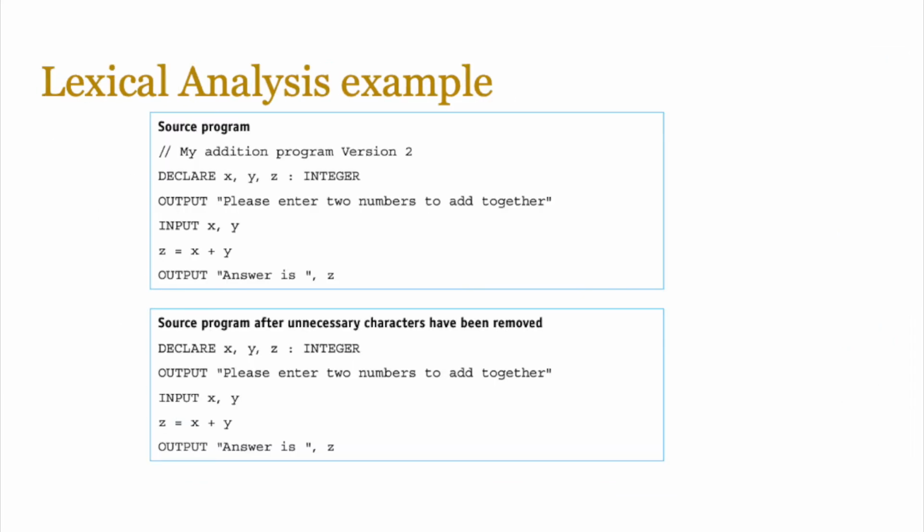Now on screen you see an example of lexical analysis. We've got a source program which is pretty straightforward to understand. Declare x, y, z, which are in integer form. Output the statement, get the 2 inputs, z is equal to x plus y, then you output the answer. Now at the lexical analysis stage, we're going to remove any unnecessary characters. For example, comment statements, they're not needed. Indentations, which make the program easy to read for the programmer, they're removed.